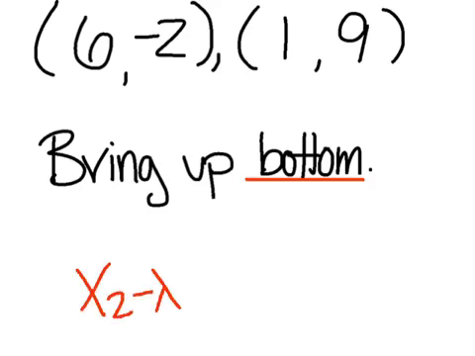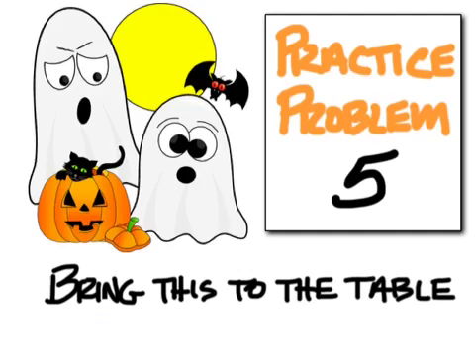Okay, bottom part of our equation is x2 minus x1. What numbers are we plugging in here? Our x2 is 1 minus 6, and our x1 is 6. Good, 1 minus 6.